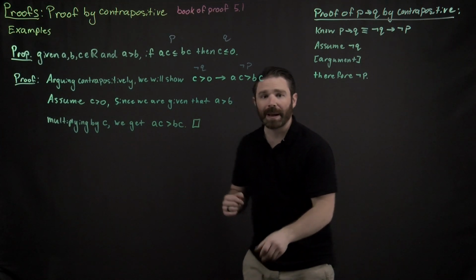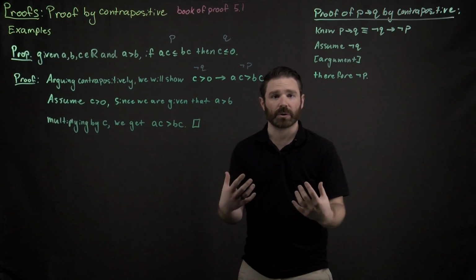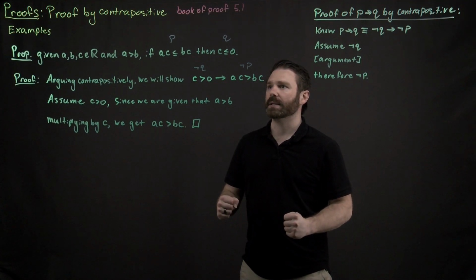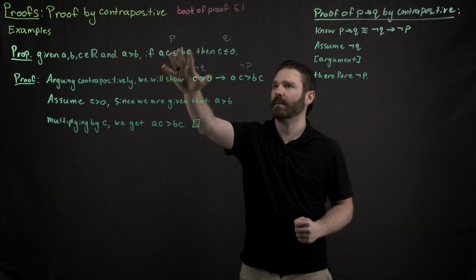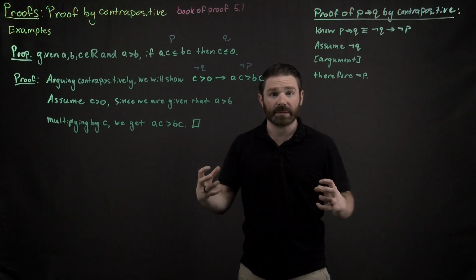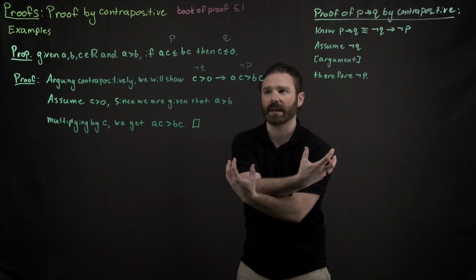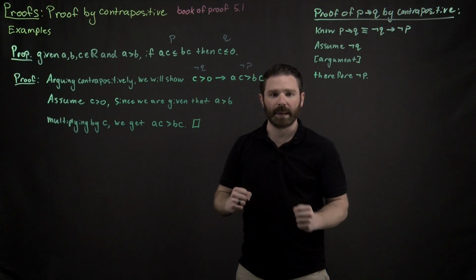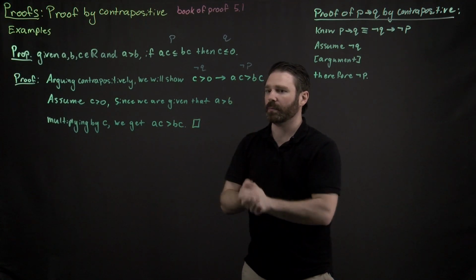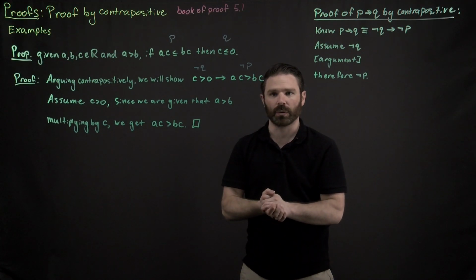And so you can see the power of arguing contrapositively, because instead of considering your original statement P implies Q, sometimes it's a whole lot easier to consider the contrapositive statement, not Q implies not P, and then your proof could be rather straightforward right here.